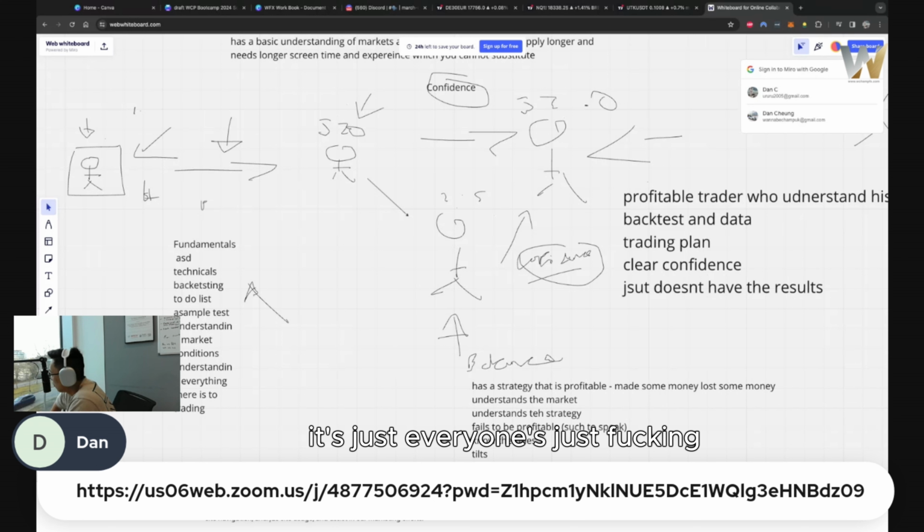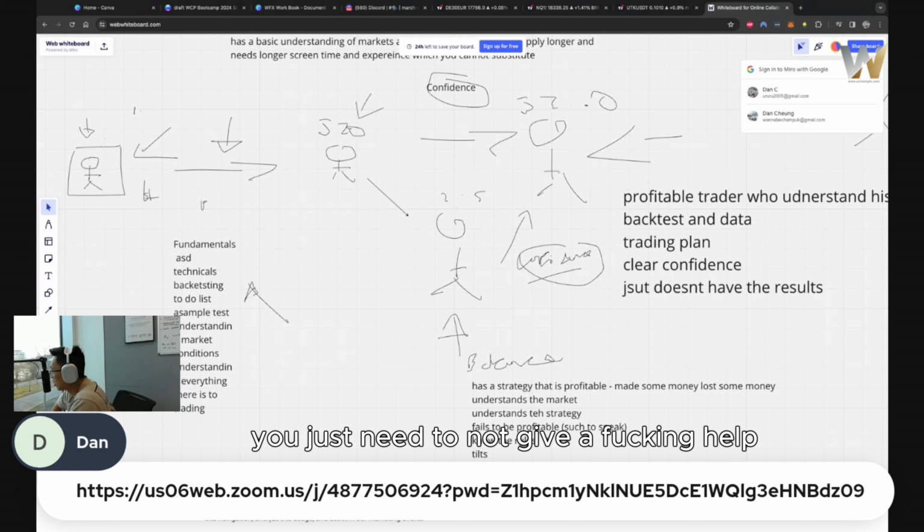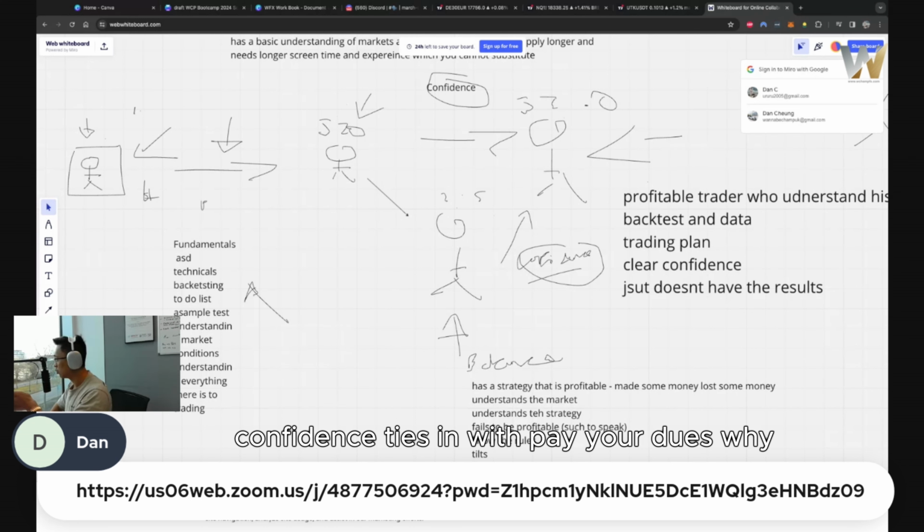It's just everyone's a fucking greedy, hungry piece of shit, including me. You just need to not give a fuck and have the confidence, patience, and time and pay your dues. If you do all of those, you'll be 3.0, 4.0 in no time. So confidence is putting in the work. Confidence ties in with pay your dues. I'll do patience and time after, okay?